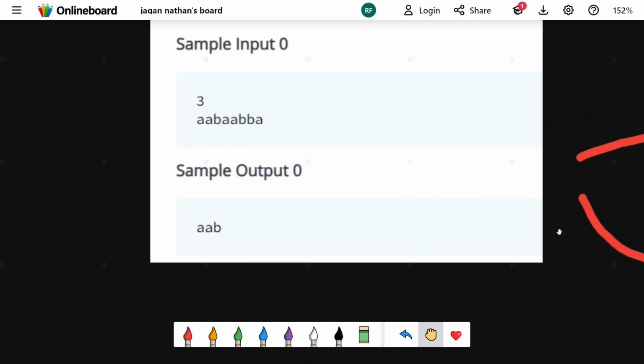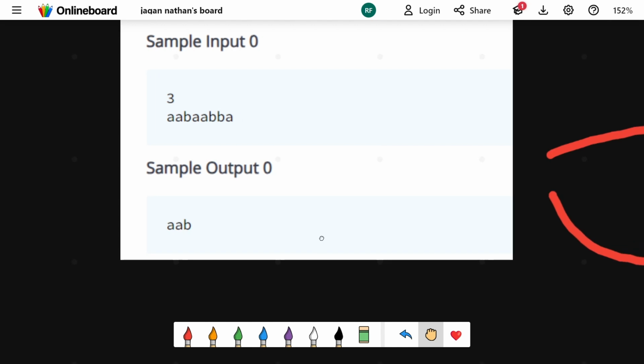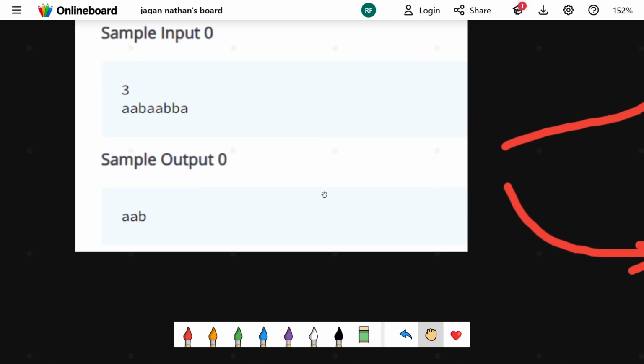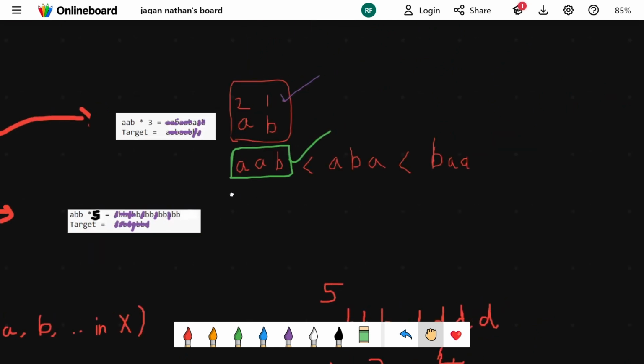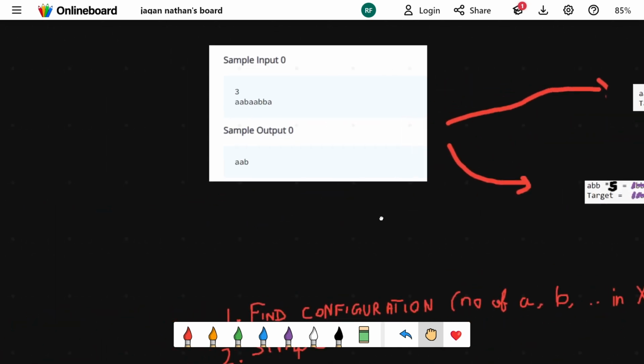For this question, we can prove that AAB is the lexicographically smallest string which will be able to generate S in the least number of repetitions possible. For example, we cannot choose ABA or BAA because both are lexicographically larger than AAB. That we have to note down as well.